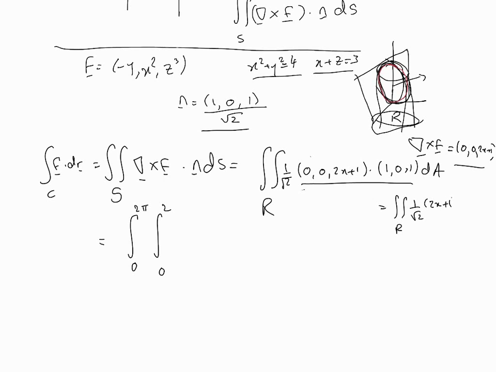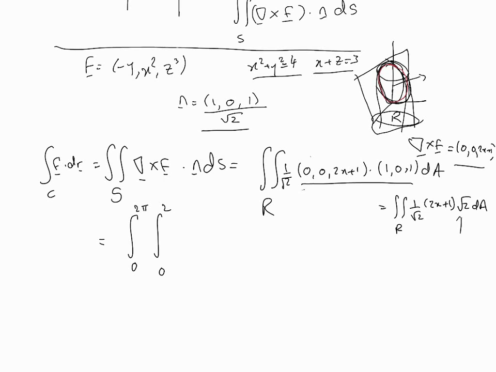plus 1, into root 2 dA. Remember that that's writing this surface integral into a region, into a double integral, okay? We've shown that before. So that'll be square root 2 dA.